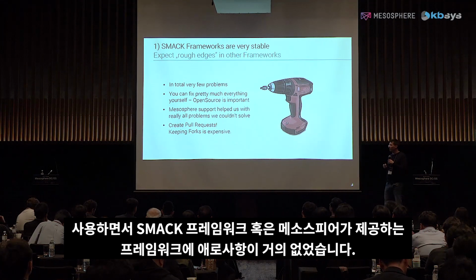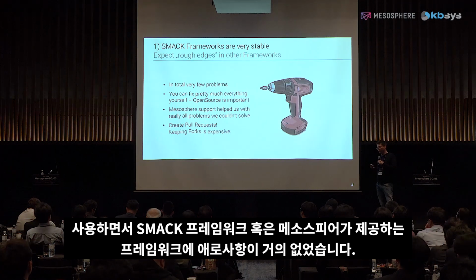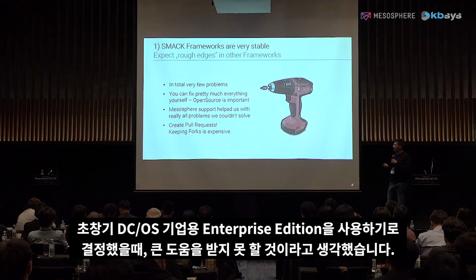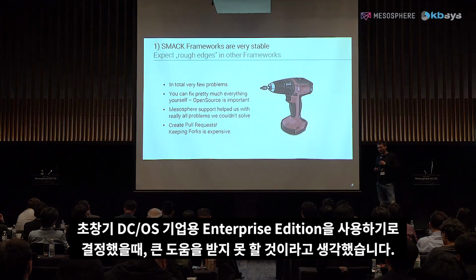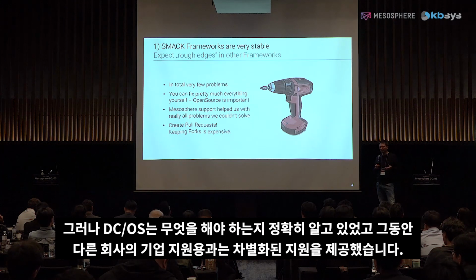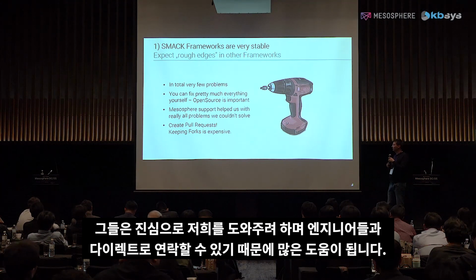We ran into a few bugs, but could either fix them ourselves because everything was open source, or at least the code was available, or the Mesosphere support could help us with it. Actually, in the beginning, when we decided to use the enterprise edition of DC/OS, I didn't really think we would need the support much, but it turned out that it was really helpful because the people really know what they're doing, and it's quite different from how I know enterprise support from other companies. They're actually trying to help you, and you can directly speak to engineers, so that's really helpful.